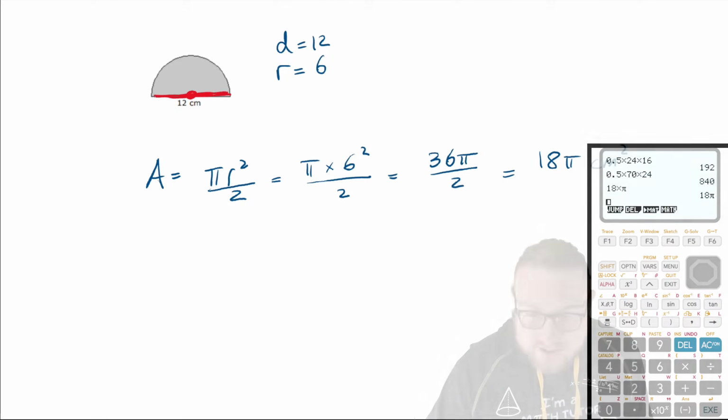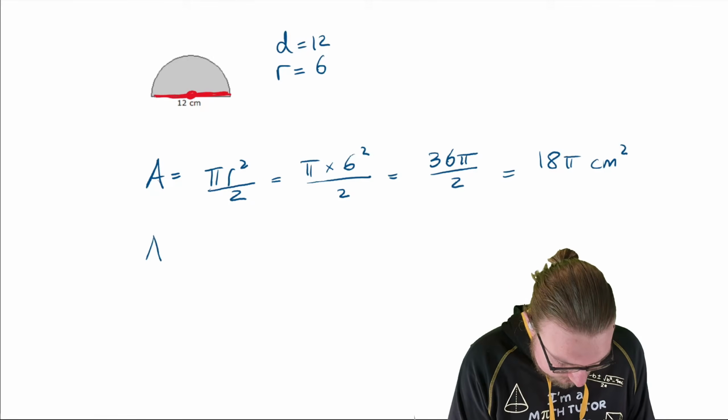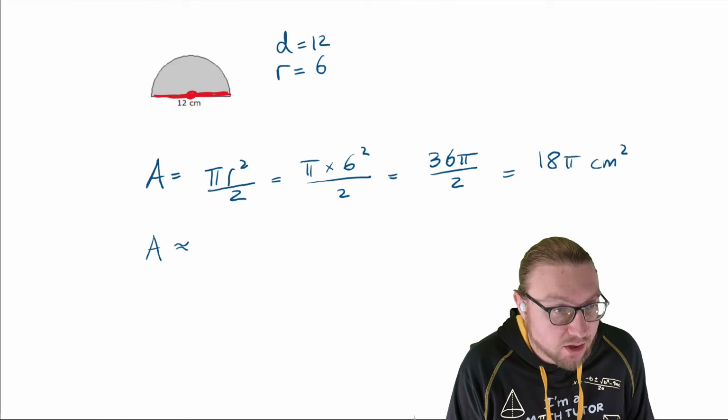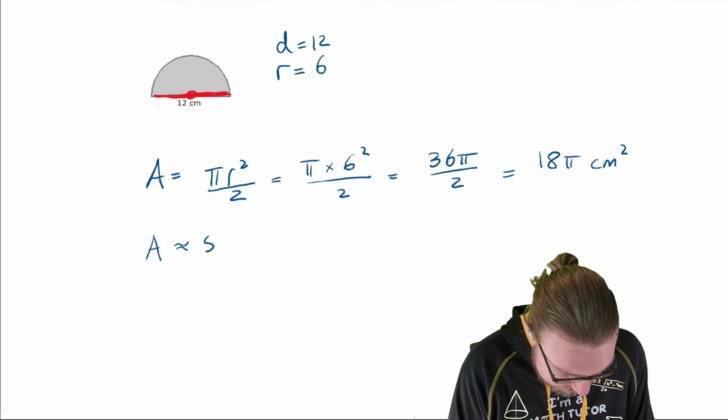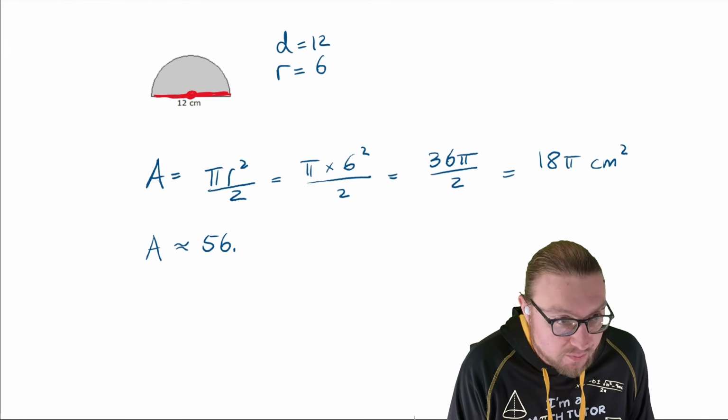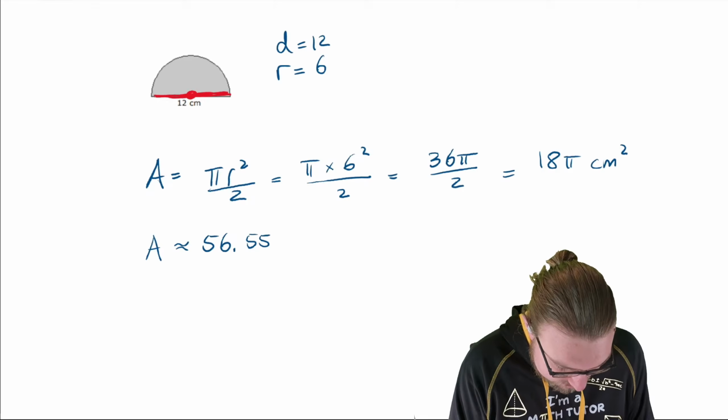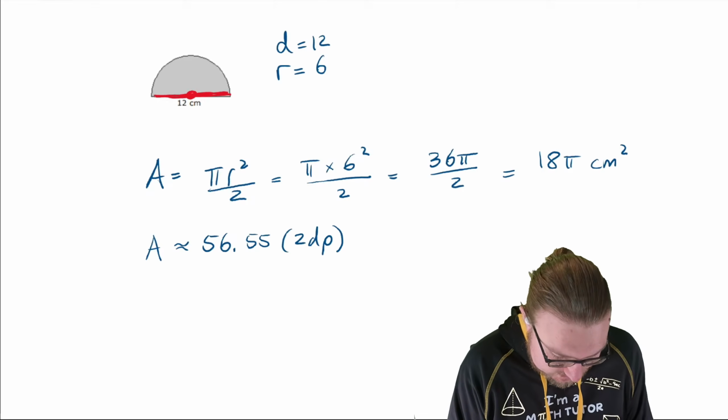So once we have that, we can give our area as an estimate of, I'm supposed to, of course, click the change button to decimal. So that's 56.55. That's 2 decimal places, centimeters squared.